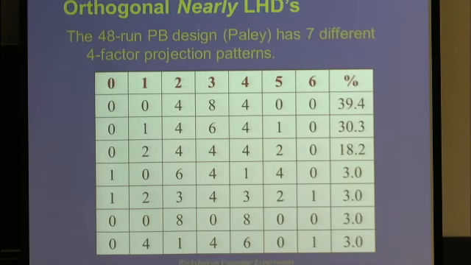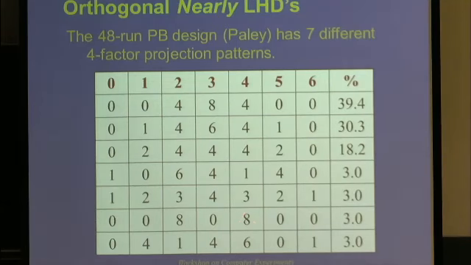This is for the 48-run Plackett-Burman design using the Paley construction. There are only 7 different 4-factor projection patterns. It's kind of interesting. So what you're looking at here is all the 4-factor projections. The most balanced ones have 2 points which are repeated 8 times each, 2 points which are repeated 4 times each, and 4 points which are repeated 4 times each. So when I said that usually you don't have perfectly balanced projections, none of them are perfectly balanced. There are no projections of that design which have 16 points each repeated 3 times. None of them.